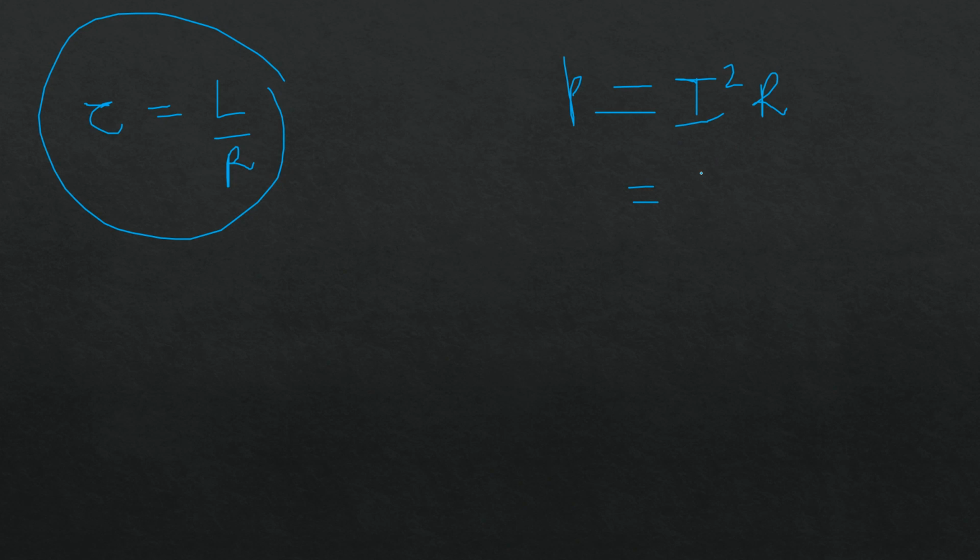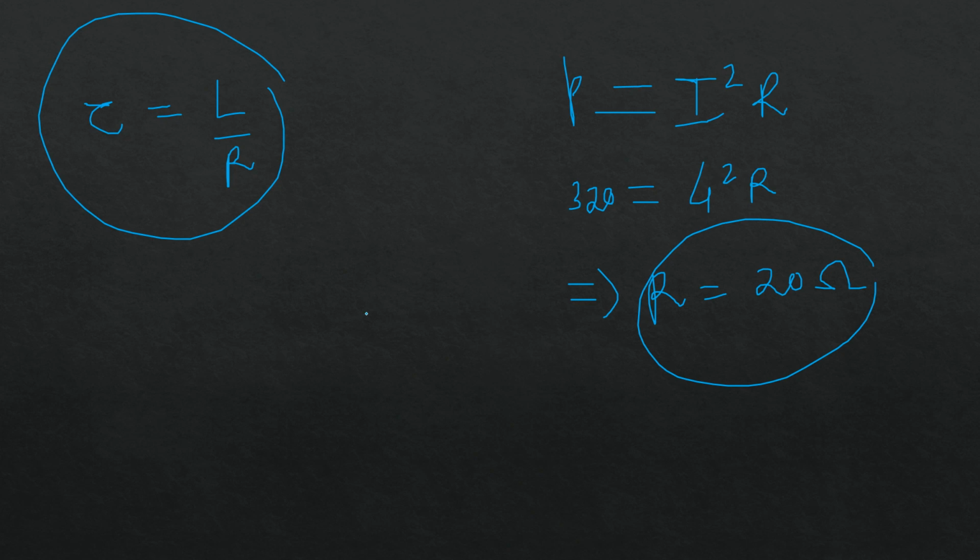All right. I is given how much? 4. So 4 square R is equal to P. P is how much? 320. It's in the question. So R is what? 320 by 16. 320 by 16 is how much? 20 ohms. Ohm is the unit of R.